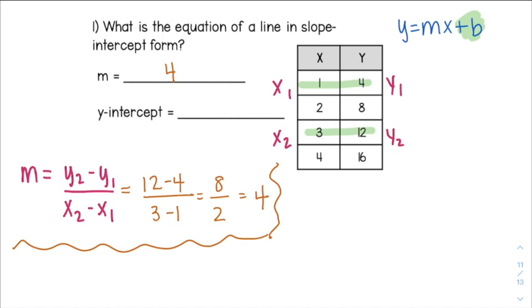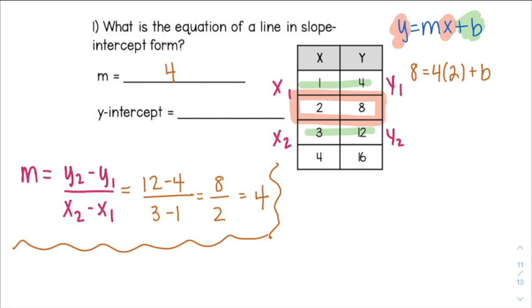So all I'm going to do is very similar to what I did before. I'm just going to substitute in my numbers. Let's use a different point. Let's do 2, 8 for my x and y. So that means my y is 8 equals, I have my slope, which is 4, times x, which is 2, plus b.